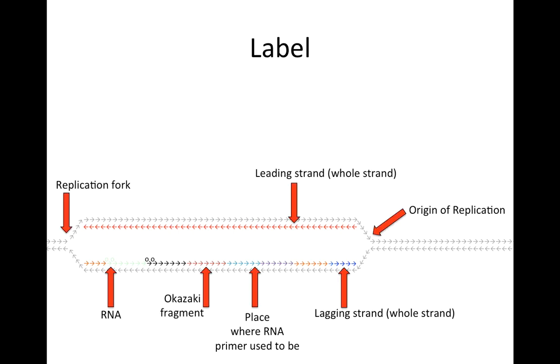And so here's the kind of answer we're looking for. The lagging strand is this whole thing. The leading strand is this whole thing. The replication fork is the bit on the left that's moving. The origin of replication is where this all kicked off. We've got the ends of the fragments where the RNA primer used to be, our Okazaki fragments, and then our little bits of RNA.